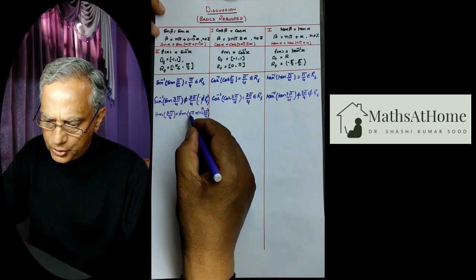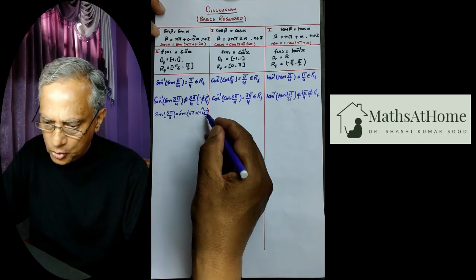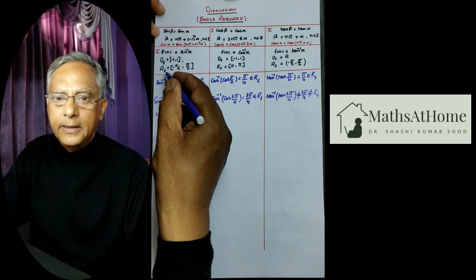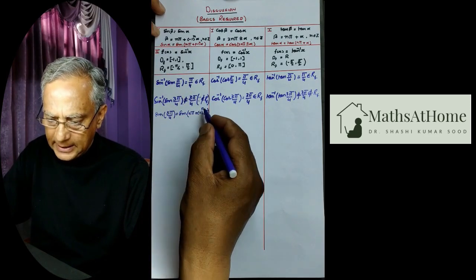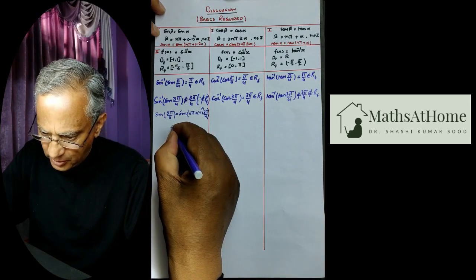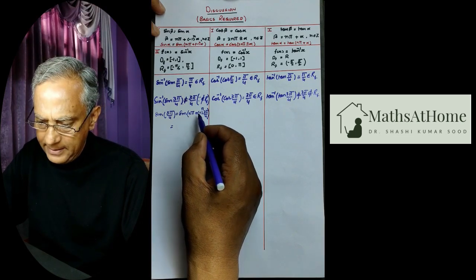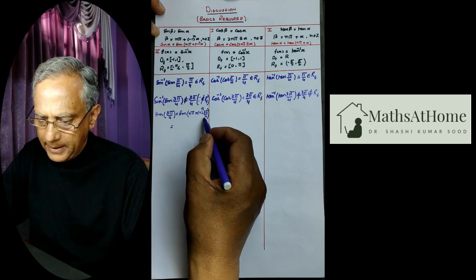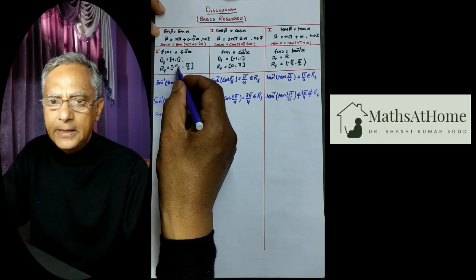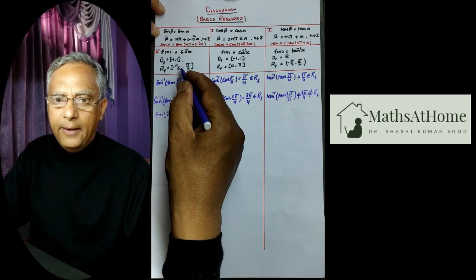Now what we do is we choose n such that this value belongs to the range of f. We choose n such that this is within the range of f. So say n is equal to 1, and if I take n equal to 1, this will be pi minus 3 pi by 4. Pi minus 3 pi by 4 is pi by 4. So this is within the range of f. So for n equal to 1, this belongs to the range of f.